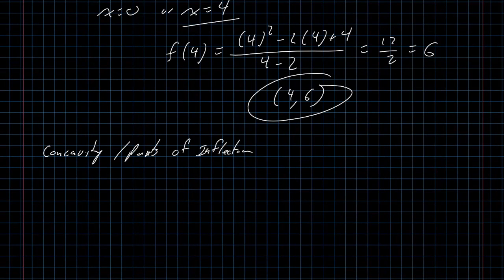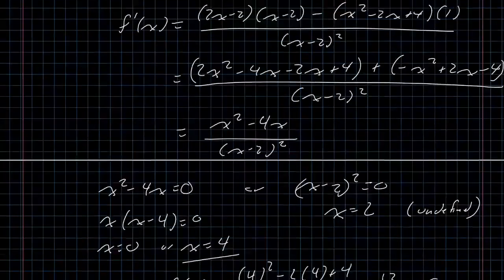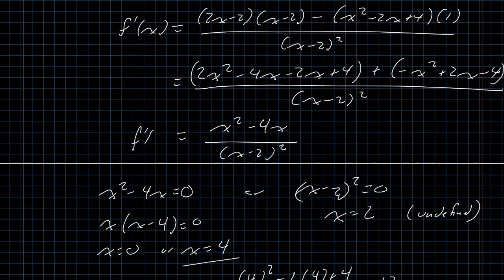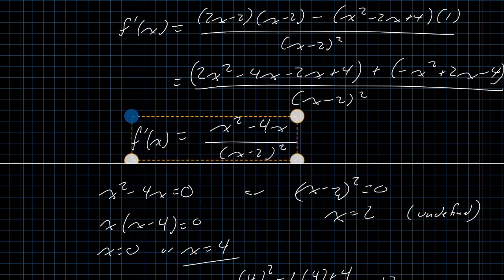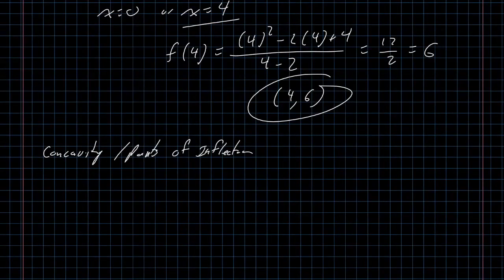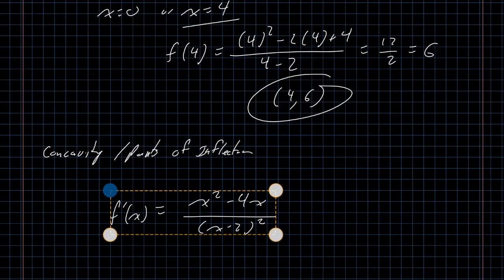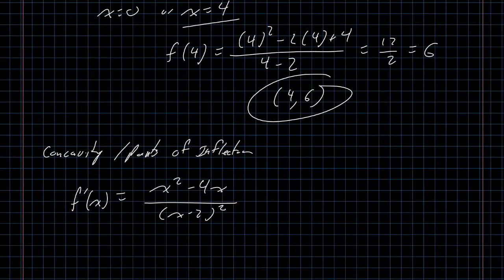All right, the last thing to look for is concavity or points of inflection. To find that, we're going to need the second derivative. So let me go up the screen a little bit and steal f prime of x so that we can differentiate it.